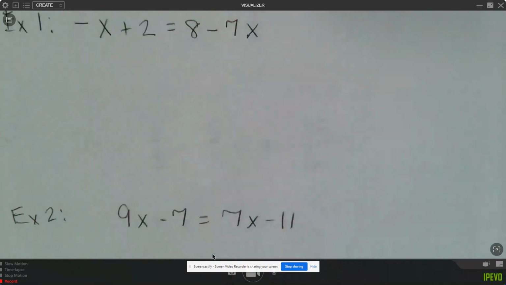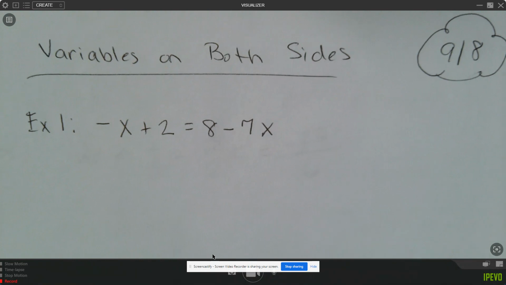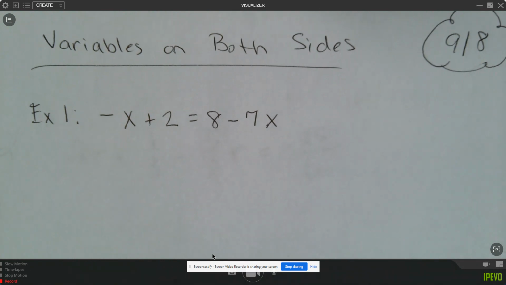All right, now you have some more notes. I'm going to go ahead and let you write this down. Variables on both sides. So you just did a multi-step equation. Probably won't have any that are that hard. You may see a bonus on the test. You may see a couple of them, but for the most part, they're not going to be that difficult.